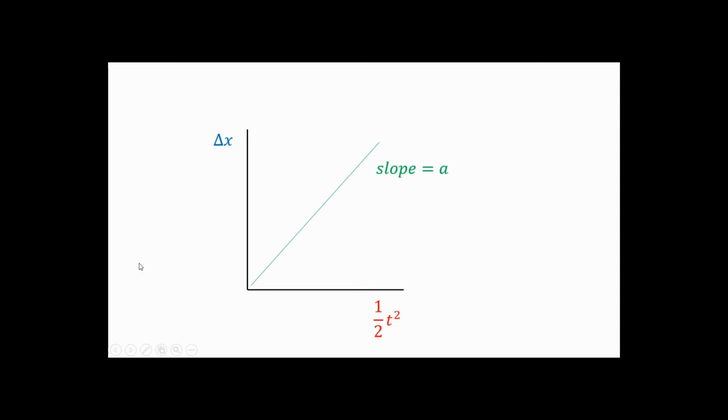So I'm going to generate a graph where the slope is actually what I'm looking for, the acceleration. I'm going to put delta x, my displacement, on the vertical axis, and 1/2 t squared on the horizontal axis, and I should end up with something that is pretty much a straight line, and the slope of that line should be a measurement of my acceleration.